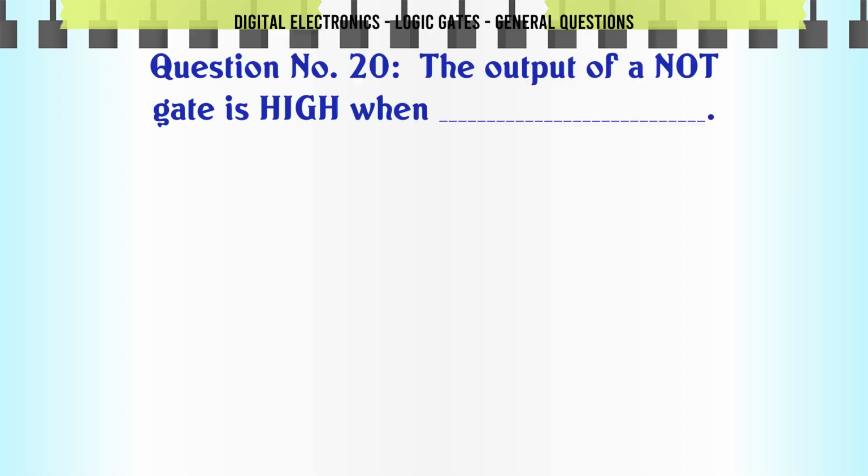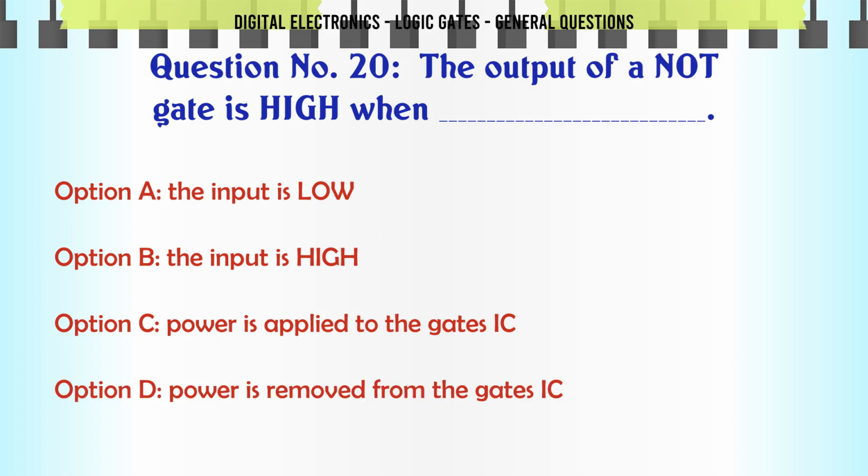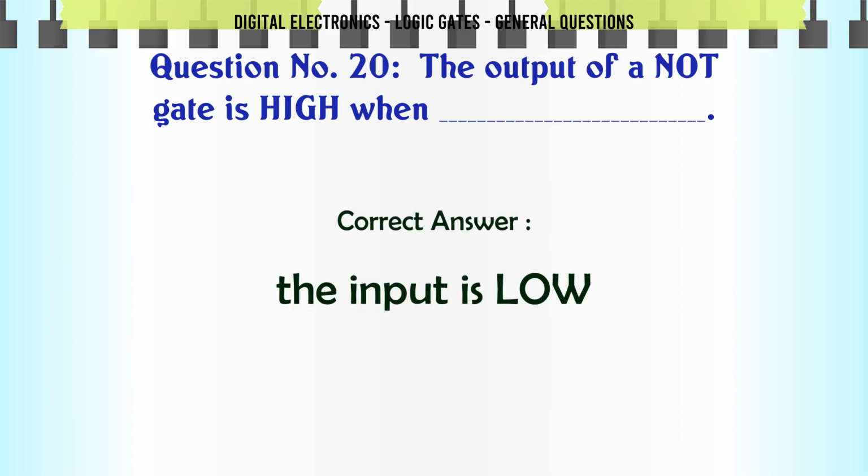The output of a NOT gate is high when: A) the input is low, B) the input is high, C) power is applied to the gate's IC, D) power is removed from the gate's IC. The correct answer is the input is low.